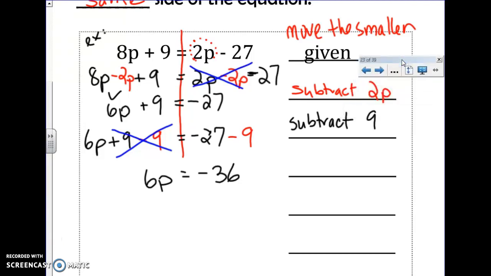And at this point, I want to get rid of that 6. I know that this is 6 times p. And I want to ask myself, what's the inverse of multiplying? Division. So I'm going to divide both sides by 6. And these cancel out. So I'm left with my final answer, p equals negative 6.